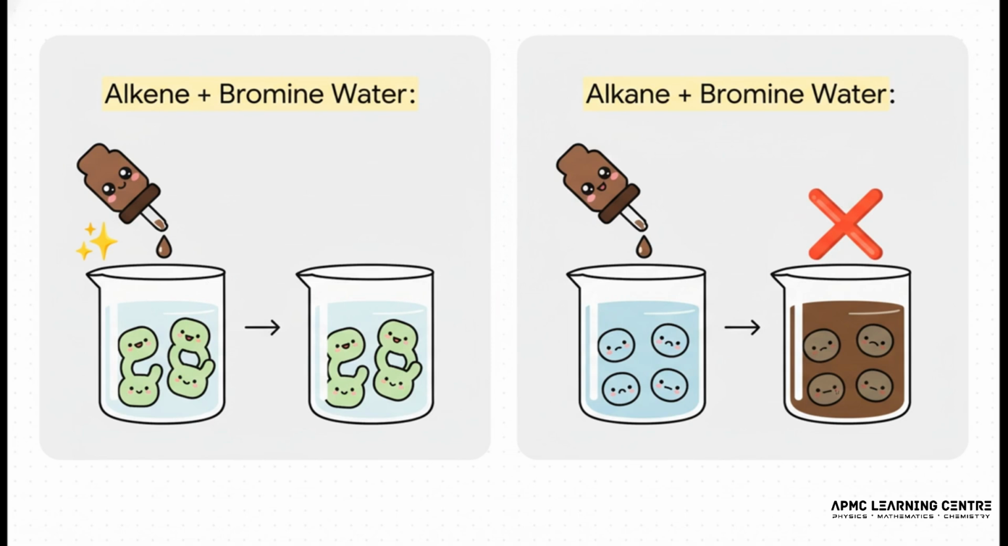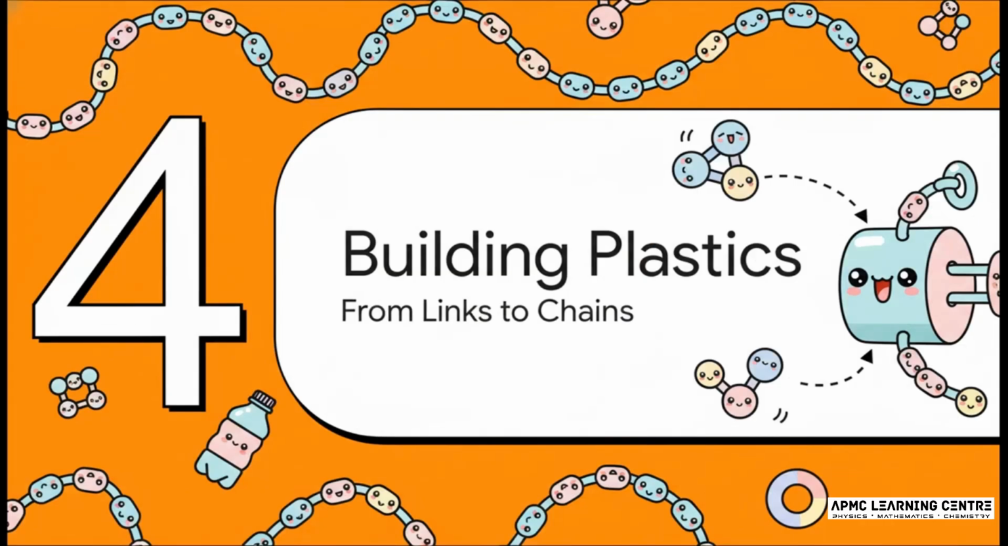Now, if we tried the same thing with a saturated alkane, absolutely nothing would happen. The water would just stay brown. So this simple color change is how we know for sure we've got what we need to move on to the next stage. All right, team, follow me.